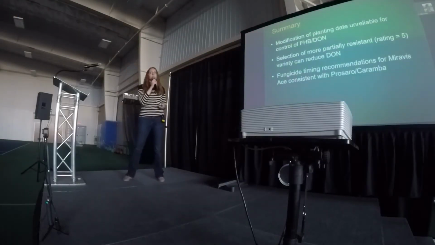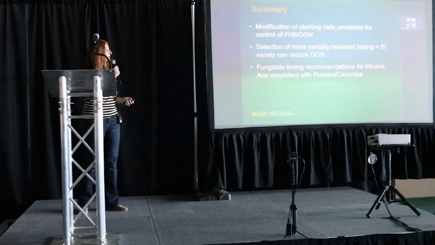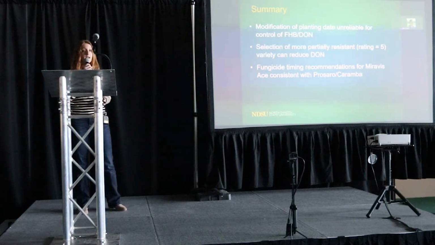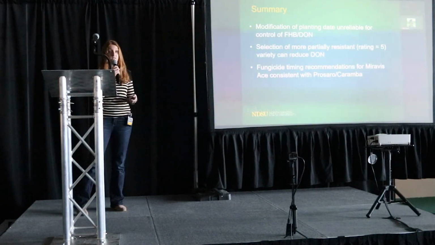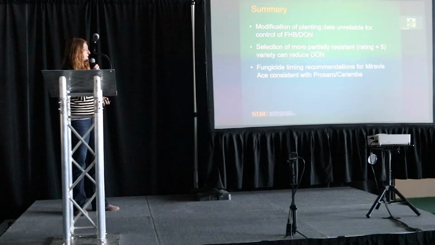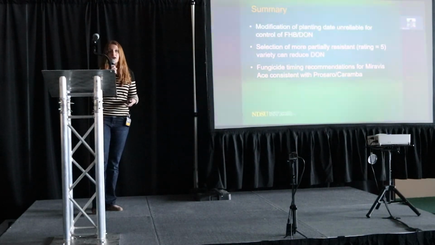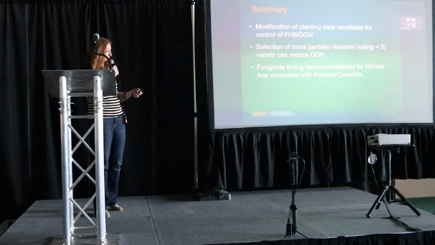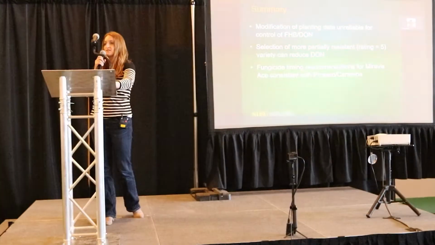All right, so just to summarize what I've talked about, while in a year anecdotally you might notice that planting date affects the DON in your grain, just know that next year it could be completely different because it's all dependent upon our weather. Look for those varieties that have a rating of 5 if you want to see some protection against scab based on genetic resistance. And then for Miravis Ace, we're going to keep that fungicide timing consistent with the Caramba and Prosaro for Fusarium head blight control and DON suppression. And I think that's it. All right. Happy to take any questions.